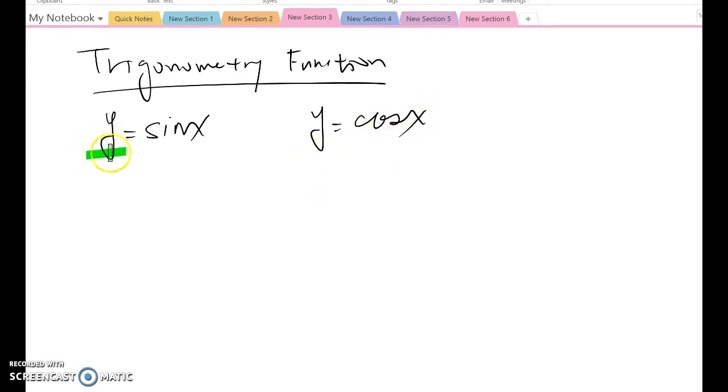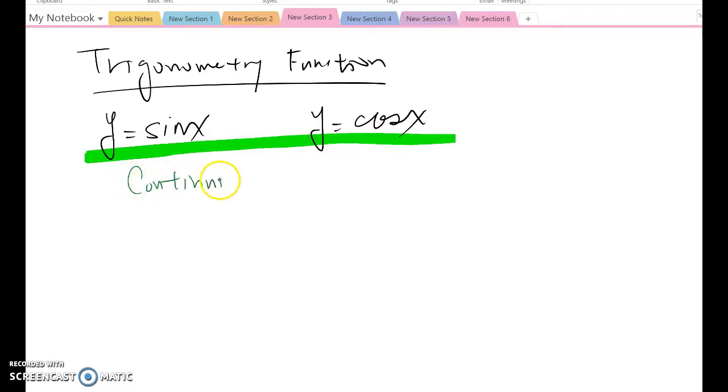And these two functions are the only continuous trig functions, basically. And the others are not continuous trigonometry functions. Instead, they all have at least one or more vertical asymptotes.